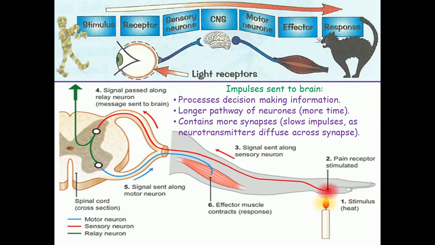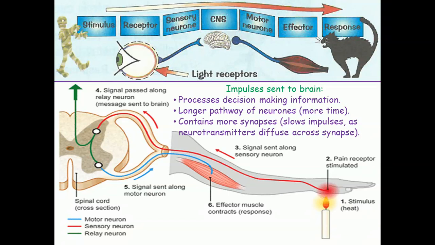For instance, when you're touching a hot flame, you still feel that pain and you might say, ouch. And the reason why you're saying that is because your brain is processing it. But to remove your hand or finger away from the flame, you're using the reflex arc. So that response is done by the reflex arc. The response where you're feeling the pain and responding by making a sound, that would come through the brain.